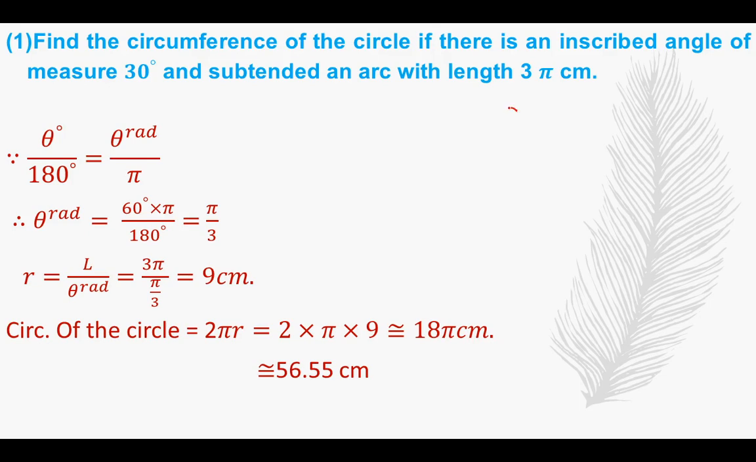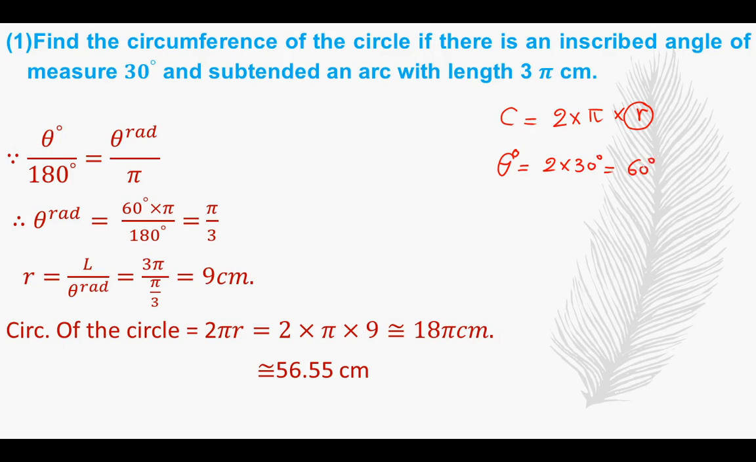The circumference of the circle equals 2 multiplied by π multiplied by r. So to find the circumference, we want to find the radius length of the circle. We know that the measure of the inscribed angle equals 30. So the measure of the central angle theta degree will be equal to 2 multiplied by 30, and this equals 60 degrees.